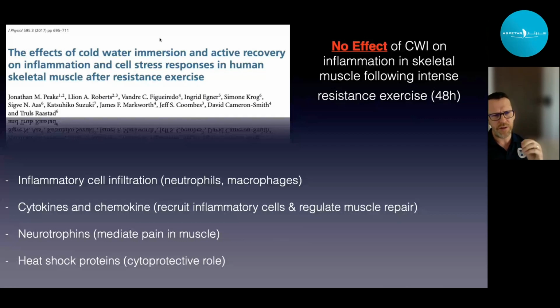And when you look at different areas of that, whether it's cell infiltration, so your neutrophils and your macrophages, which obviously surge into the muscle when it's damaged, some of the key control signaling pathways, cytokines, heat shock proteins, which are obviously important in moderating protection for the cells, there was no difference between whether it was active recovery or cooling. So what we've seen from this study is that from an inflammatory perspective within the muscle itself, we don't really see any big impact of cold water immersion in terms of moderating inflammation.